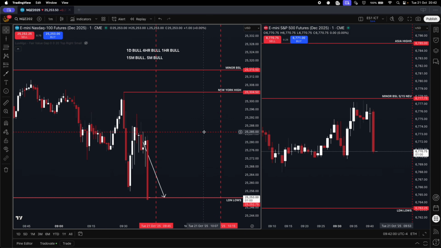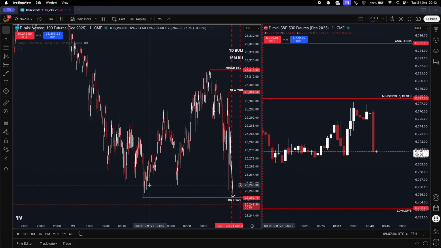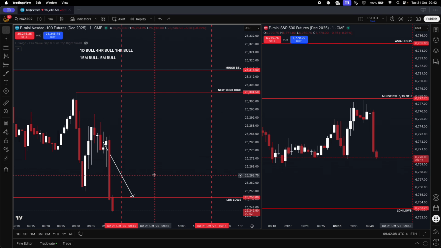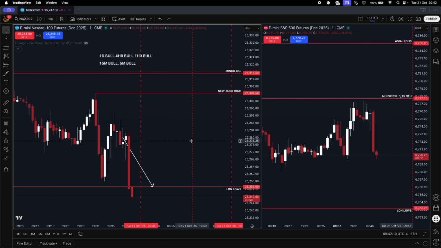So what you can see now is a sweep of London lows, okay, which you can see there. So right now what we have is a bullish bias and a sweep of London lows, so a sweep of sell side, and now we want to see a shift in market structure higher.